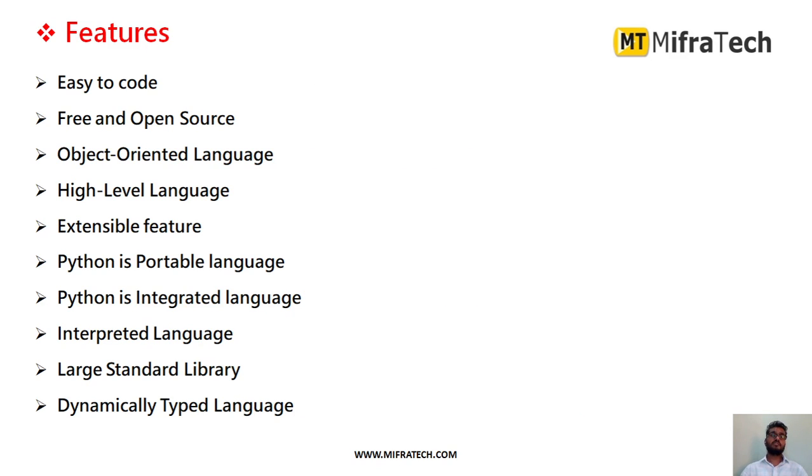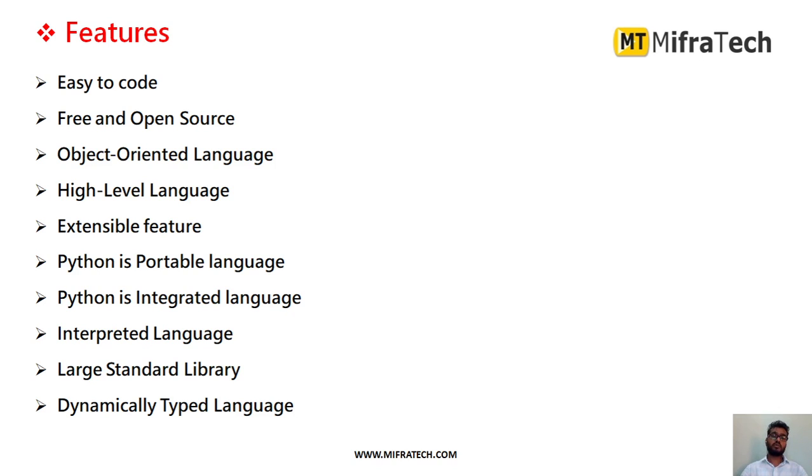So what are the different features of the Python programming language? As I told, it is easy to code, and it is free and open source. It is an object oriented programming language. It is a high level language, and there are a lot of features you can see in it, like inbuilt standard libraries and inbuilt functions you can call and use easily. And it is an integrated language.